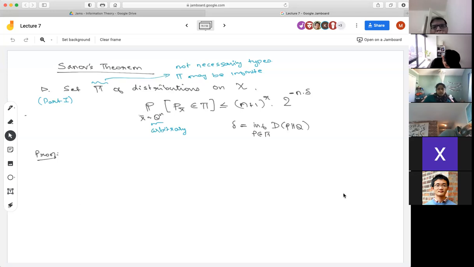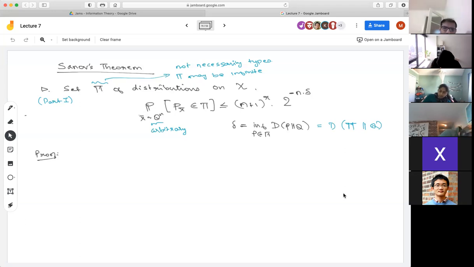This delta is also sometimes referred to as the KL divergence of the set pi with respect to Q. This is just a piece of notation. There's no new definition about the KL divergence of a set of distributions with respect to another distribution. It's just whatever is the minimum value. All right. Any questions about the statement?